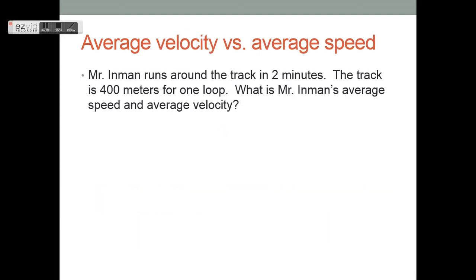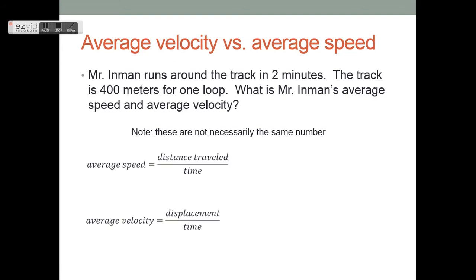Now, one thing to point out about average velocity versus average speed. Let's say I go out and run around the track in 2 minutes, and the track is 400 meters around once. I want to figure out my average speed versus my average velocity. The one thing to point out is that these are not necessarily the same number. Remember that speed talks about on average how fast I was going. Velocity also includes information about what direction I was going.